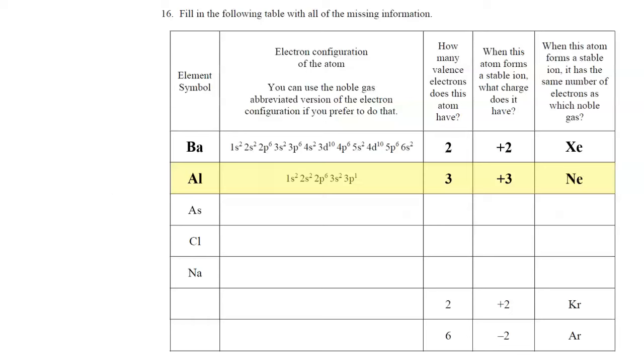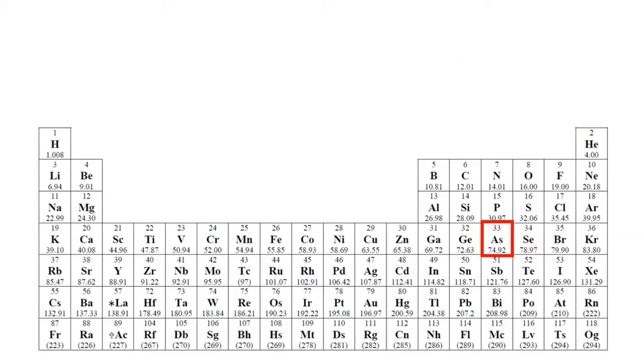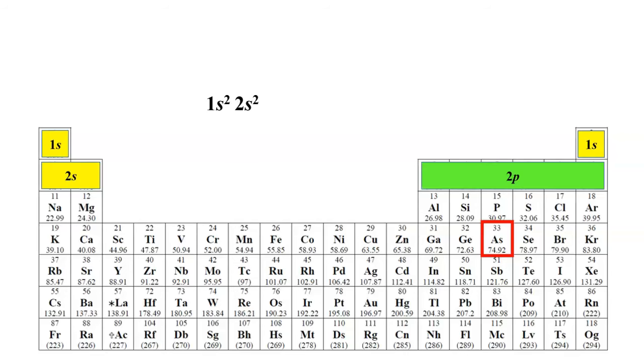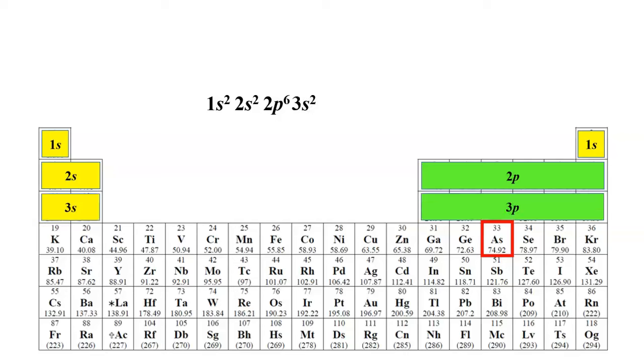Now, in the next row of this table, we are not given the electron configuration of the atom, but we are given the elemental symbol. So for As, which is the element arsenic, it has a total of 33 electrons. Its electron configuration is 1s2, 2s2, 2p6, 3s2, 3p6. So now I'm in the 4th period of the periodic table.